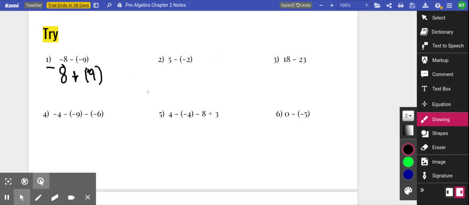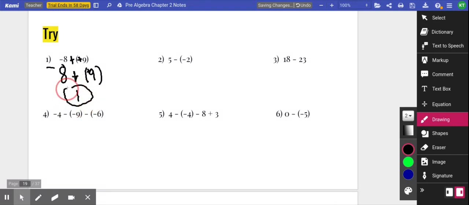All right, so looking at the first one, we would have a negative 8. So we're going to change this to addition. Opposite of negative 9 is positive 9, so we have negative 8 plus 9, which should be a positive 1. The positive 9 is bigger than the negative 8. So here I have 5. I change this to addition. The opposite of negative 2 is positive 2. 5 plus 2 is 7.